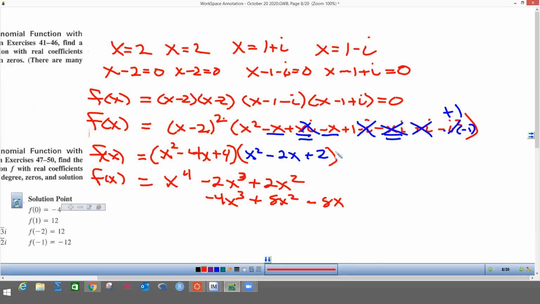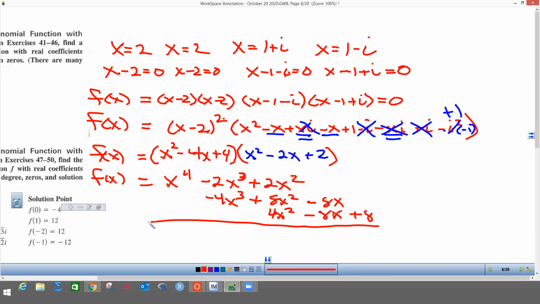Then I have to take 4 times all 3 of these blue ones. So 4 times x squared is 4x squared, and that's a positive, okay? And then we have 4 times negative 2x is negative 8x. And then 4 times 2 is 8.